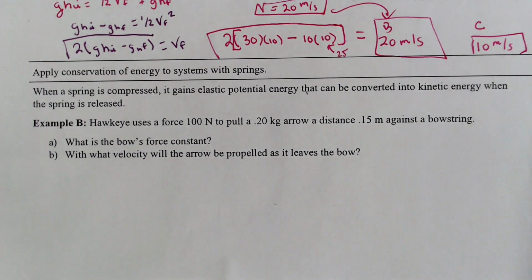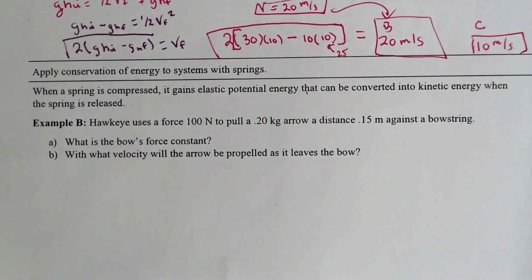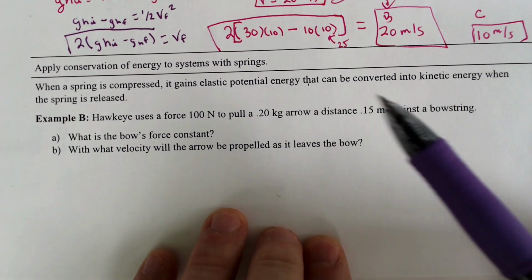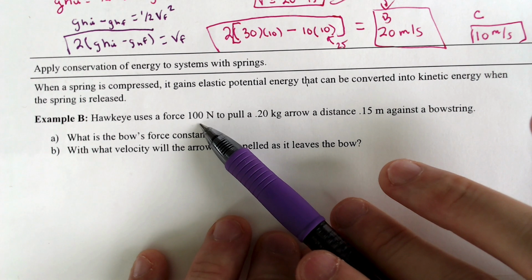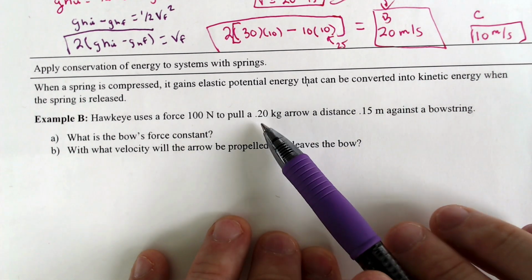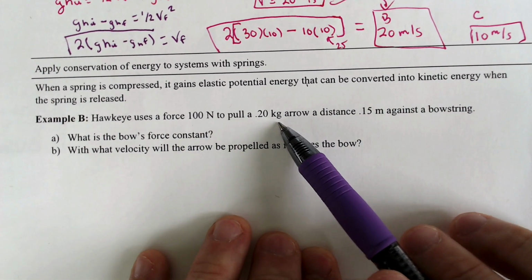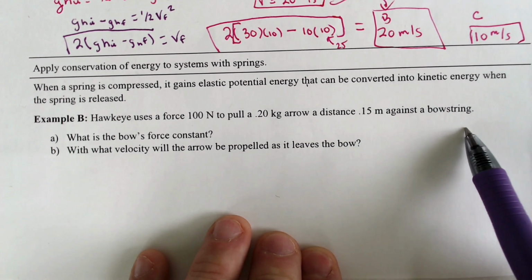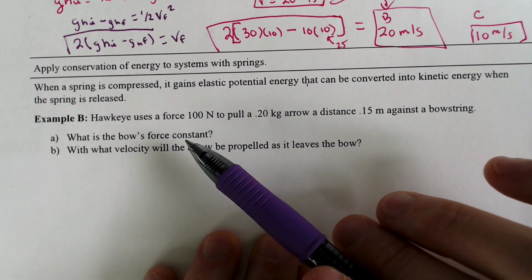Today we're continuing conservation of energy, and we're going to do a few random examples, some with a spring and another one with a loop-de-loop. All right, so we got this first one with the spring, which is really going to be a bow and arrow. Hawkeye uses a force of 100 newtons to pull a 0.2 kilogram arrow a distance of 0.15 meters against a bowstring. What is the bow's spring constant?